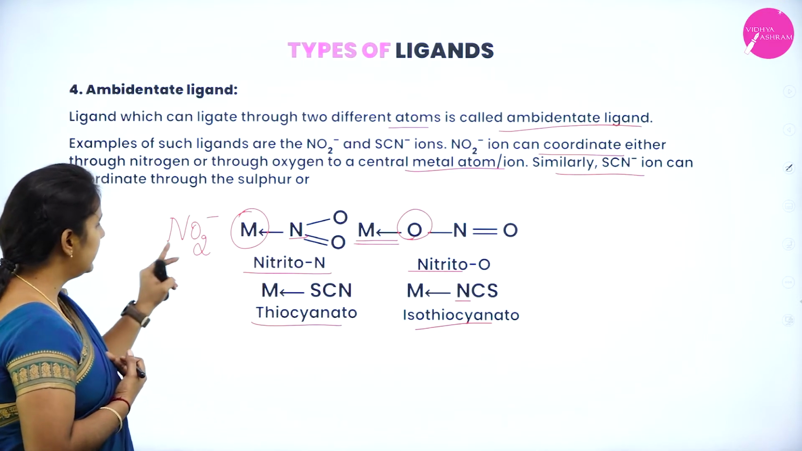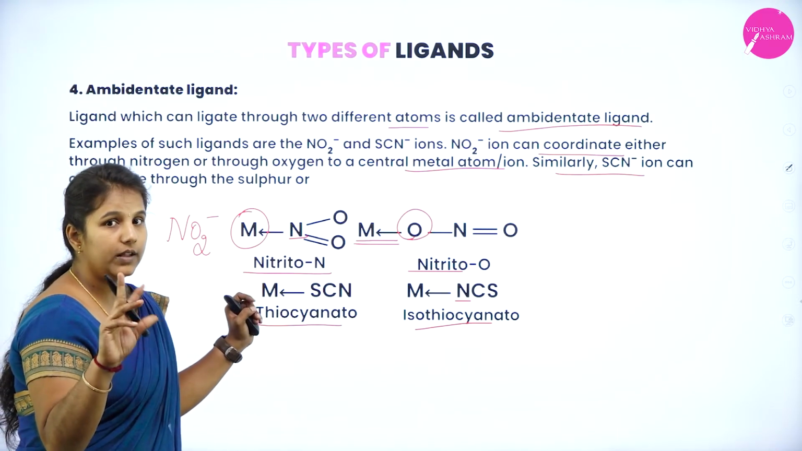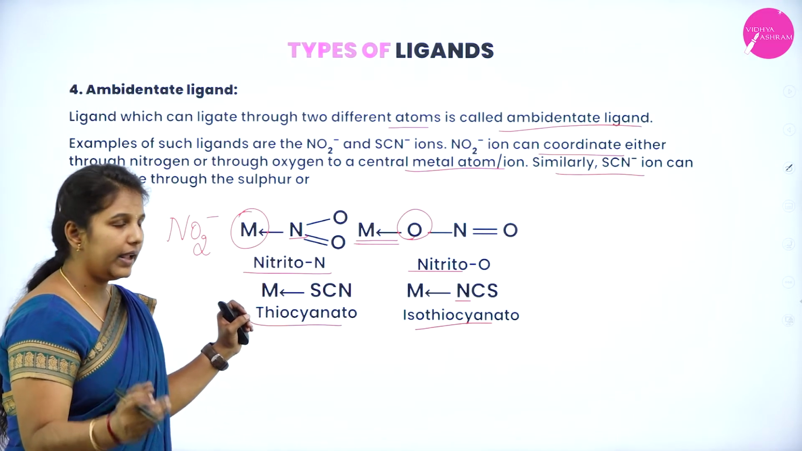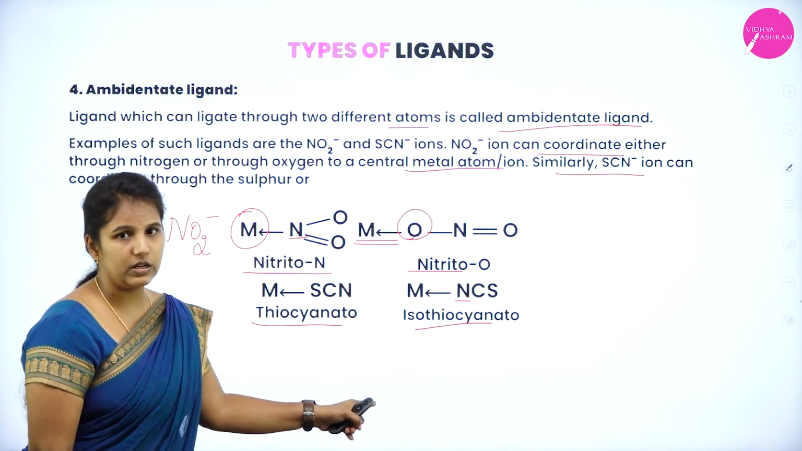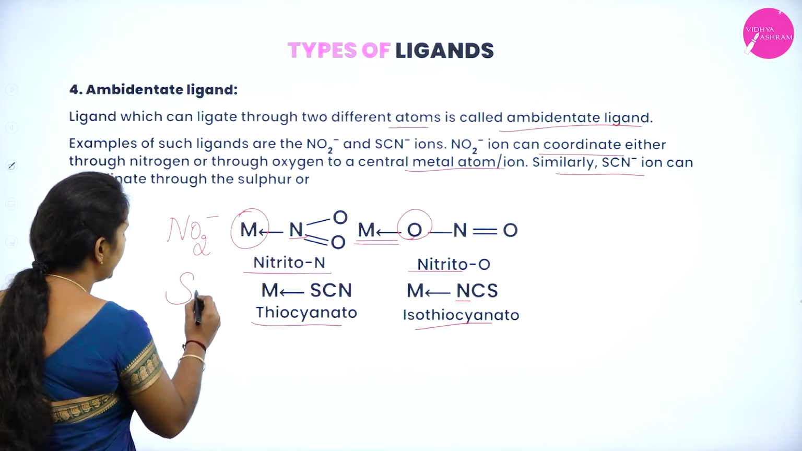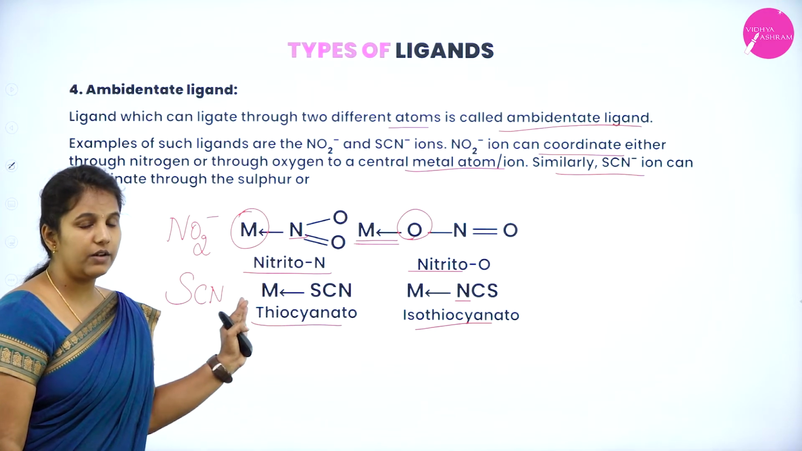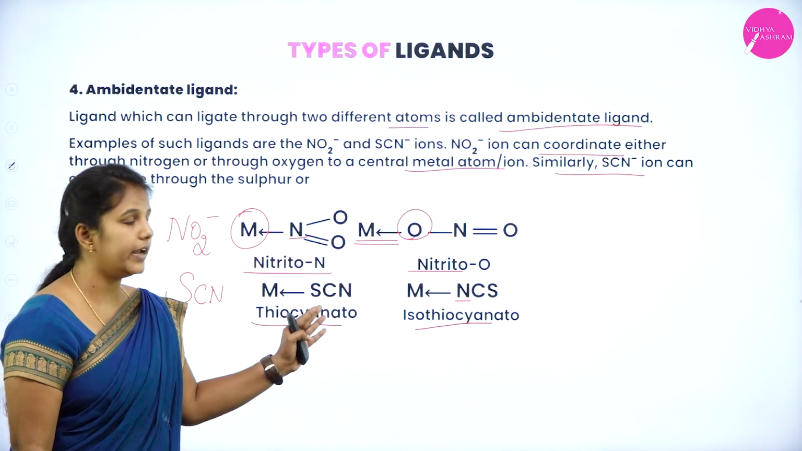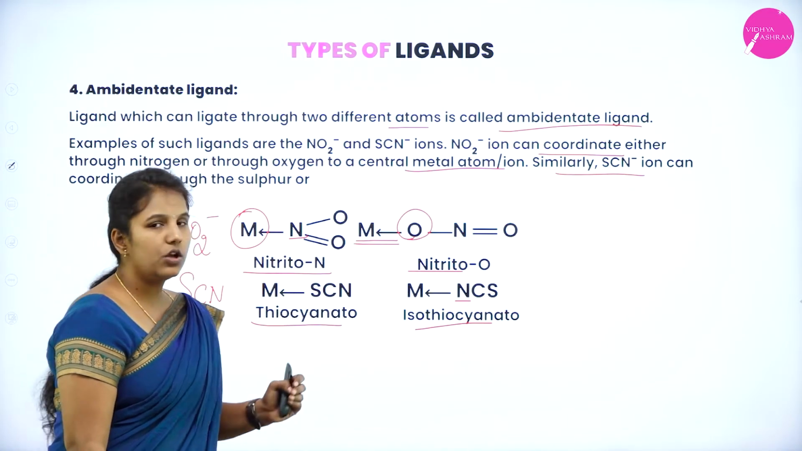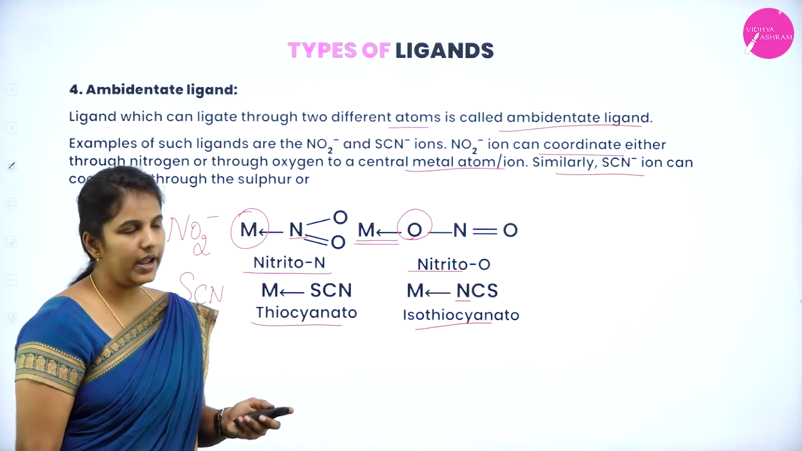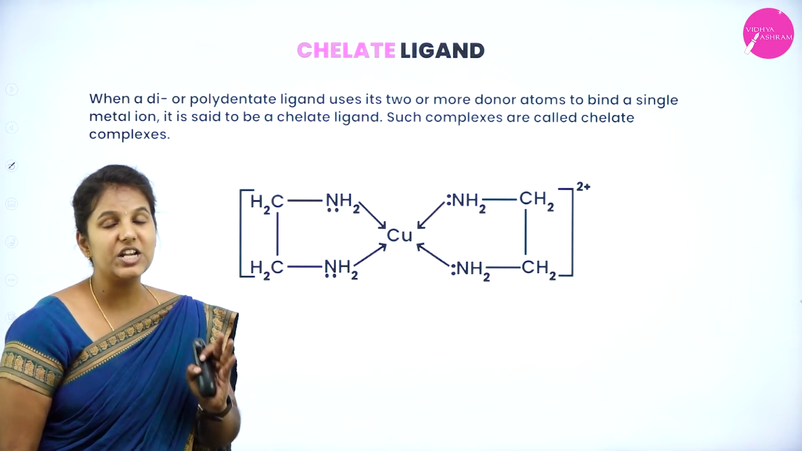So, in NO2, N is one atom and oxygen is another atom. Both are 2 different atoms acting like a ligand and it can bind to the central metal atom, hence their names will be different. You can take the example of SCN. If it is bonded through the sulfur to the metal atom, we say it is thiocyanato. If it is bonded through the nitrogen to the central metal atom, we say it is isothiocyanato.